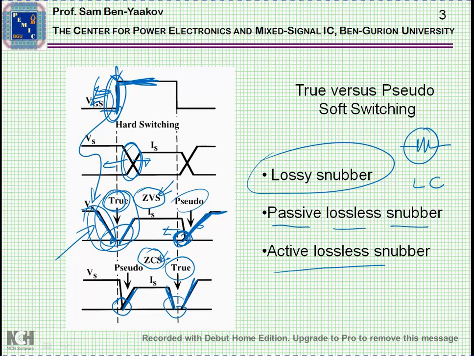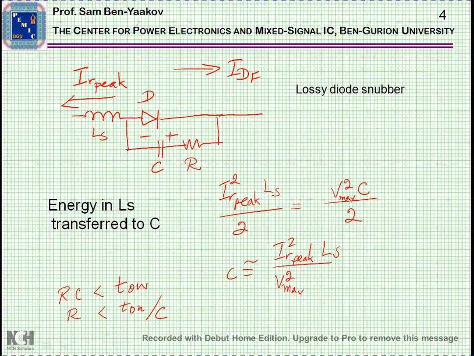And of course, we can have an active lossless snubber. These are extra circuitry. There must be some sort of extra transistor, or an external transistor, that will cause the effect of true soft switching. I'm going to show you a sample of each of these. Let's start with the lossy snubber, and I'm going to demonstrate it on a diode snubber.